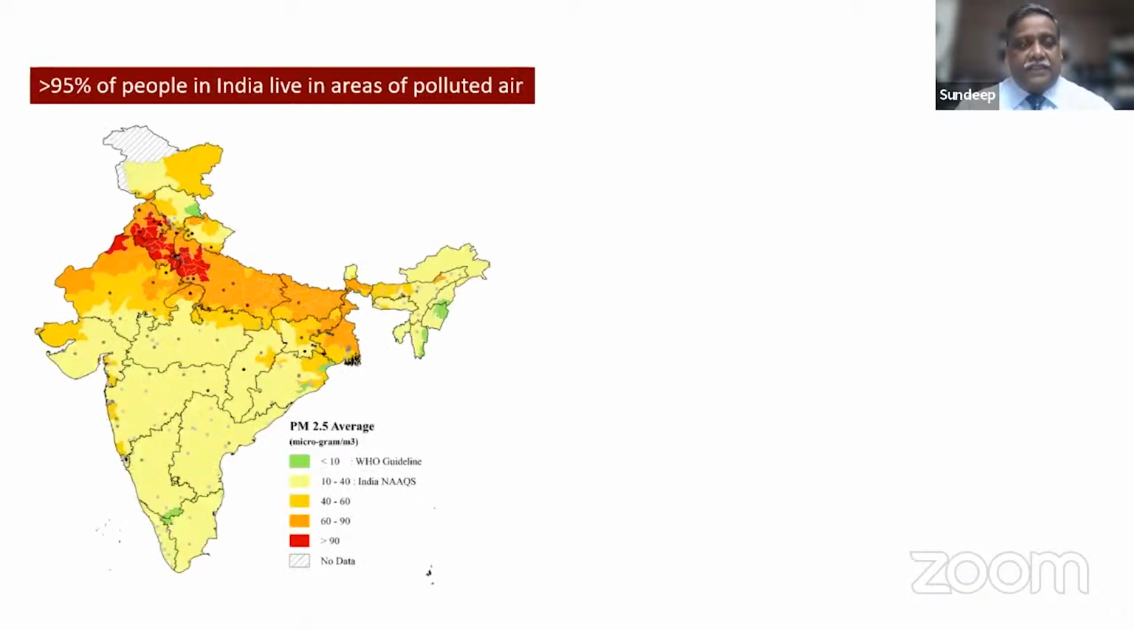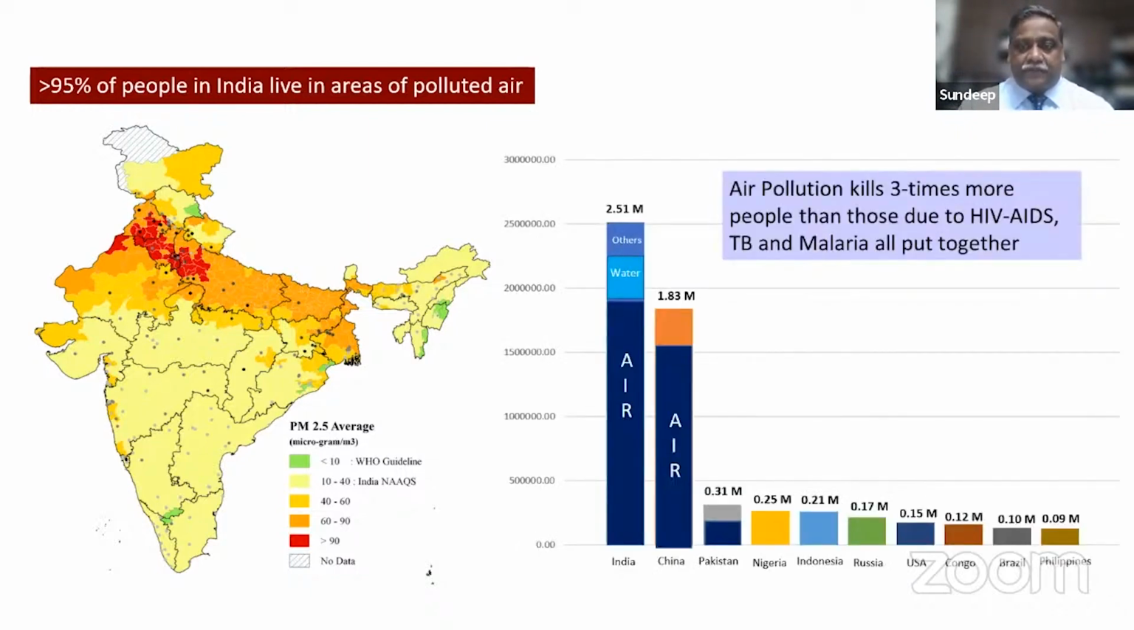Unfortunately, and very sadly, India is considered to be one of the most polluted countries in the world. 95% or even more of the people who live in India do so in areas that have air pollution levels above the safety limits recommended by the World Health Organization. You can see that it's mainly the northern parts of India that have very high levels of air pollution.